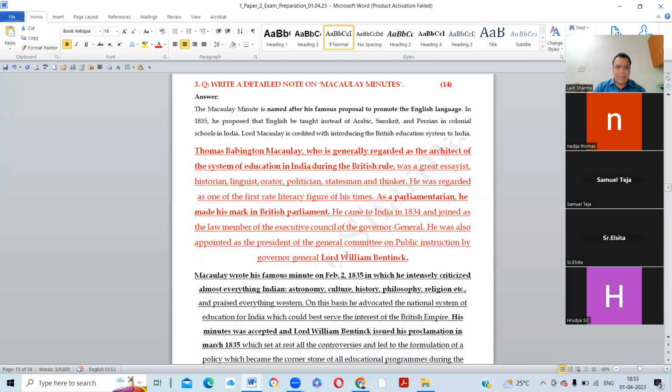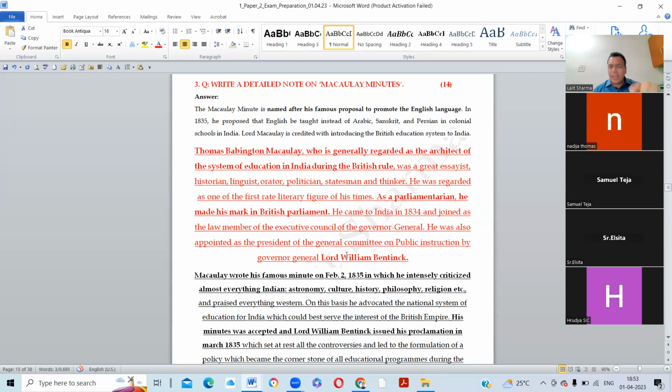He was a great historian, linguist, orator, politician, statesman, and thinker. He was regarded as one of the first great literary figures of his time. As a parliamentarian, he made his mark in the British Parliament. He came to India in 1834 and joined as a law member of the Executive Council of the Governor General. He was also appointed as the president of the General Committee on Public Instruction by Governor General Lord William Bentinck.